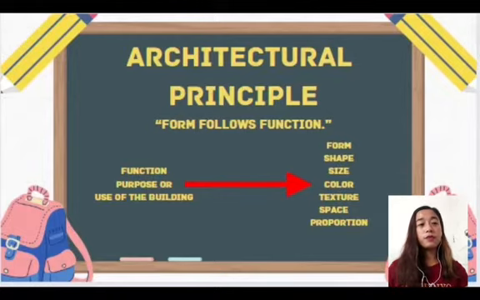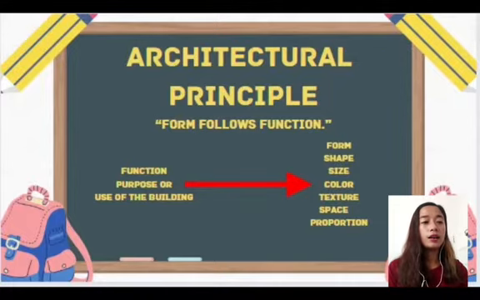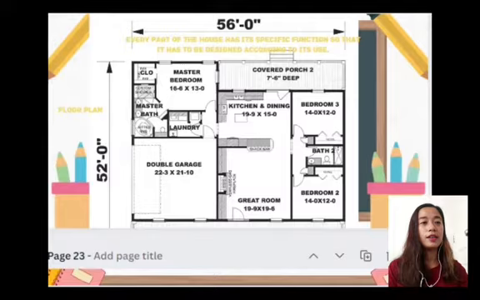Architectural principle: form follows function. Purpose: in function, it has a purpose or use of the building. In forms, they have shape, size, color, texture, space, and proportion. This slide is a floor plan.